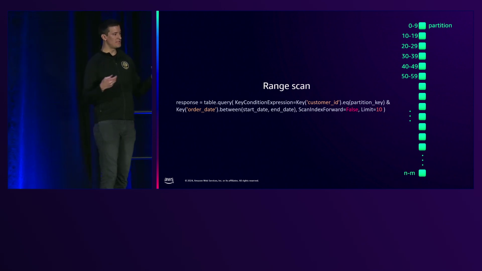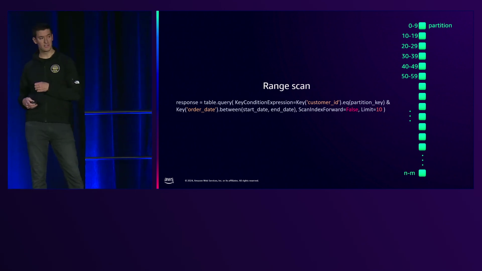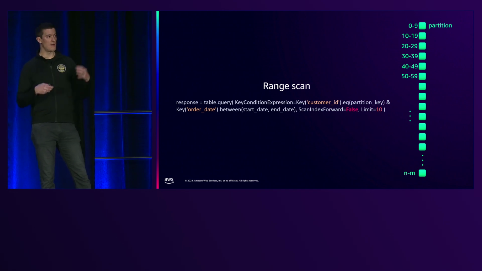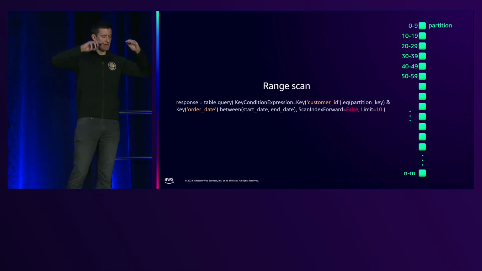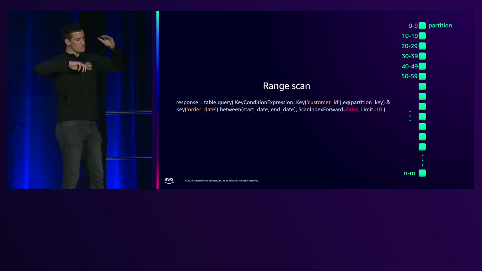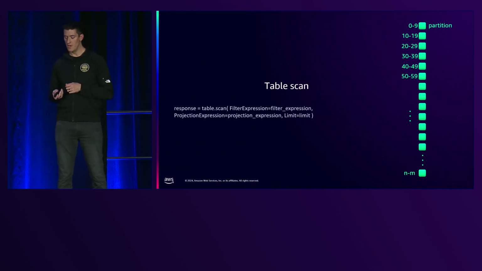DynamoDB has the concept of a range key, beyond the purpose of this talk, but for partitioning, a range key combination allows us to do this: given a partition key and maybe you have an order date or a monotonically increasing number, you can do range scans within that partition key. Of course, if you have those two things, you can also do the fun table scan as well.